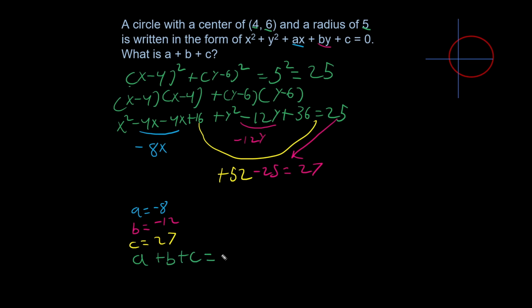Okay, so now a plus b plus c is going to equal negative 8 plus negative 12 plus 27. And that is going to equal positive 7. Okay, and that will be our answer.